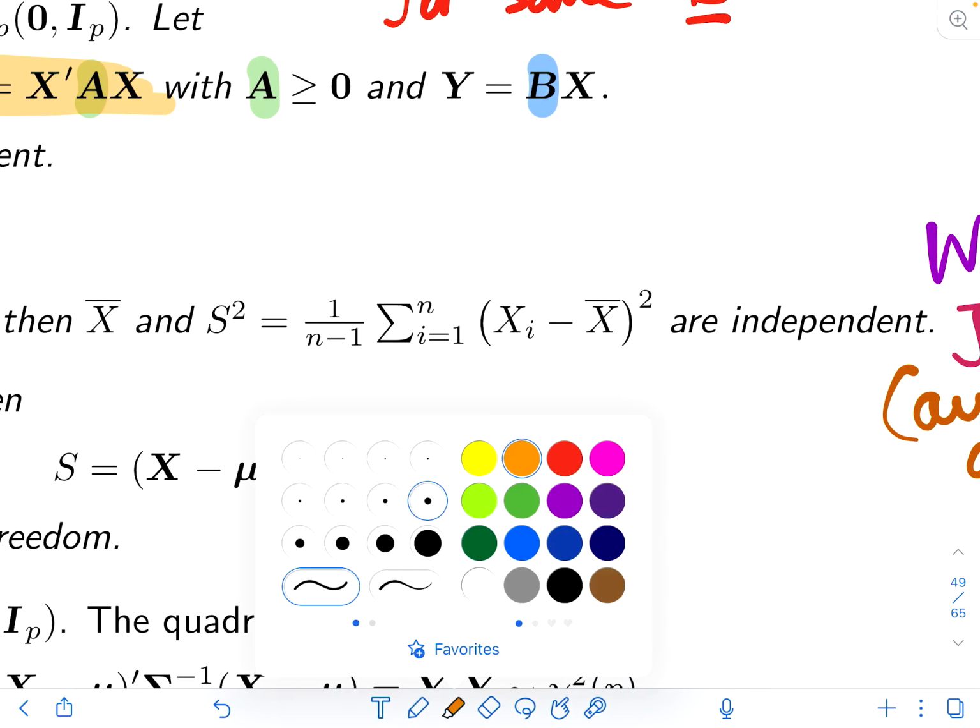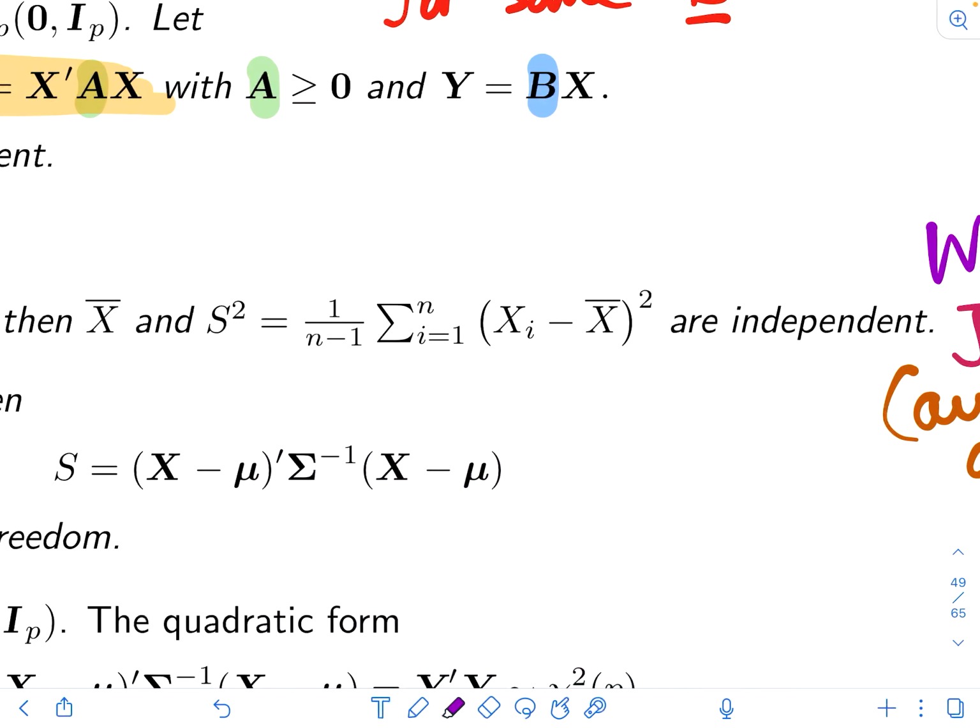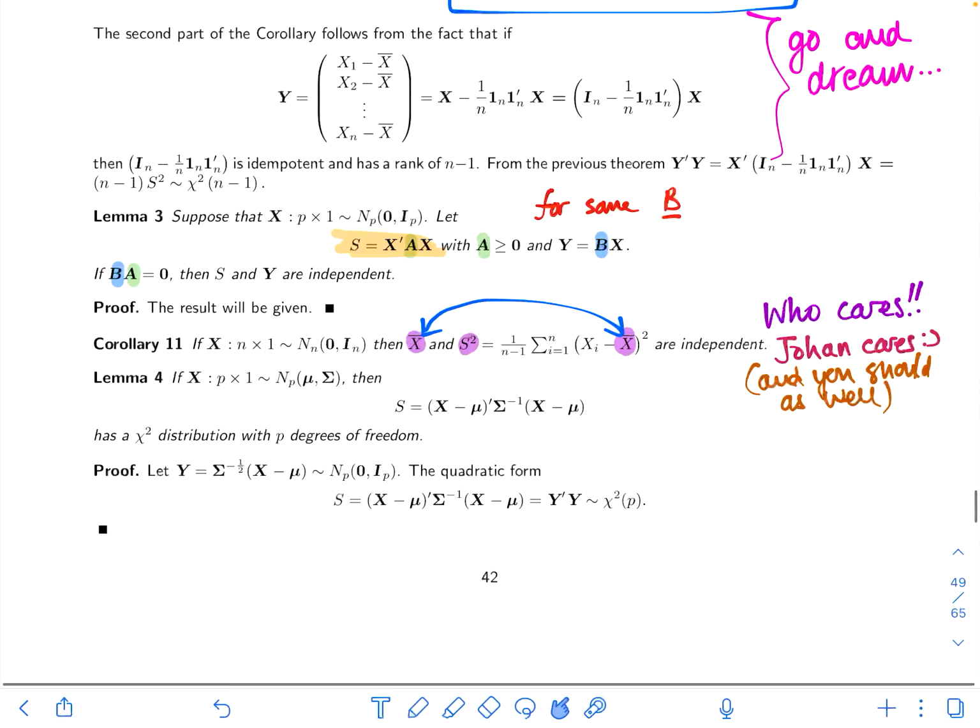I want you to know that it's also not so obvious that these things are independent, because that s squared contains X bar. So this is not necessarily so obvious, but it is true. At first glance, you would not know. And that is why lemma 3 helps us to understand and motivate corollary 11 in this case.